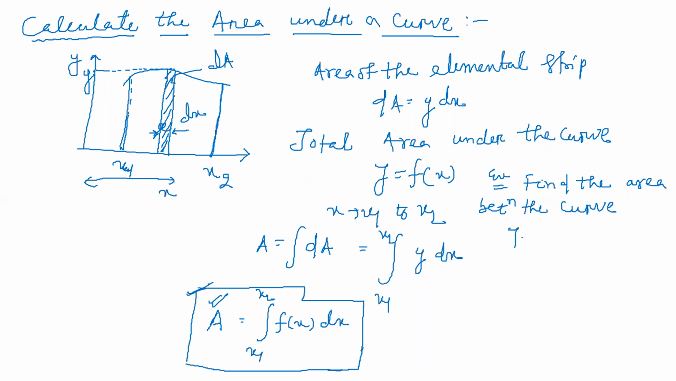That is y is equal to x square plus 7x plus 3 and the x-axis, with x varying from x is equal to 0 to x is equal to 2. Correct?